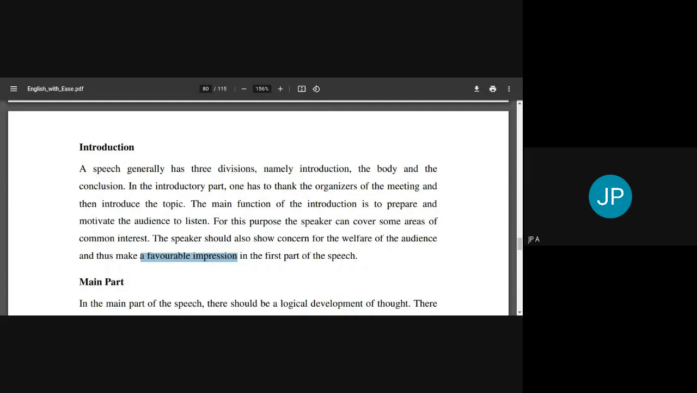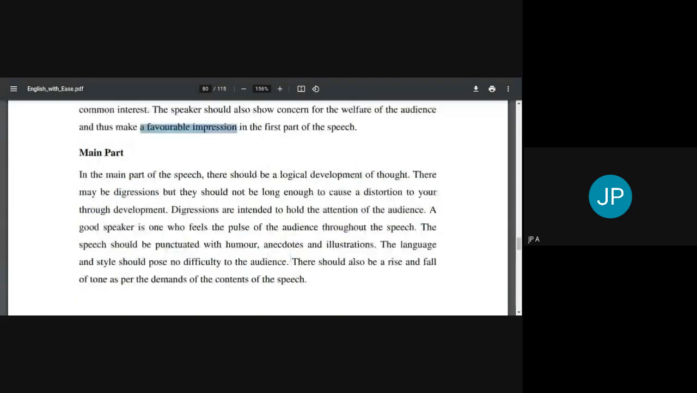So after the introduction, we have the main part of the talk. In the main part also, you should not focus only on the specific themes. See, the writer says that our speech should be punctuated with humor, anecdotes, and illustrations.